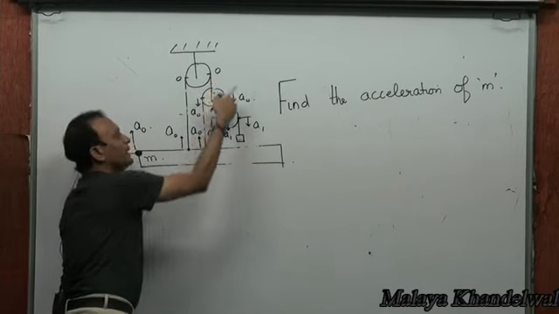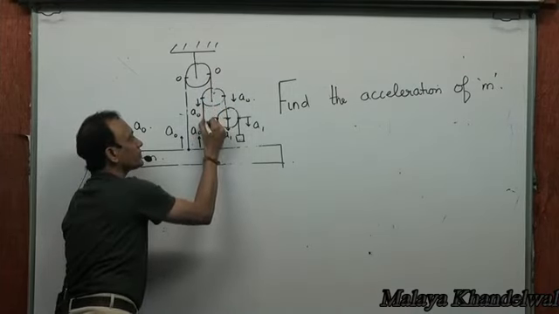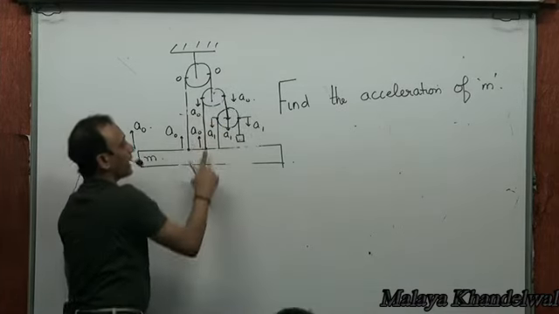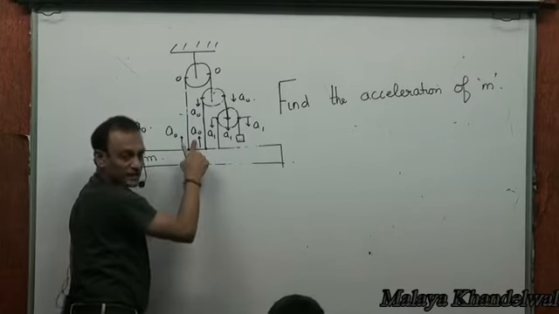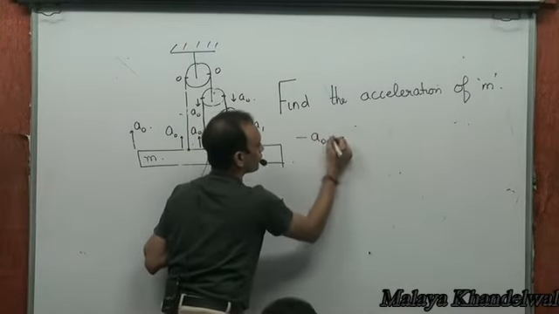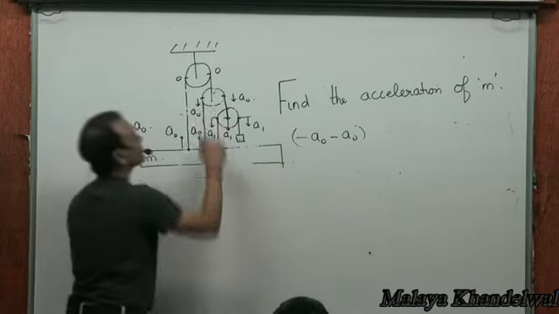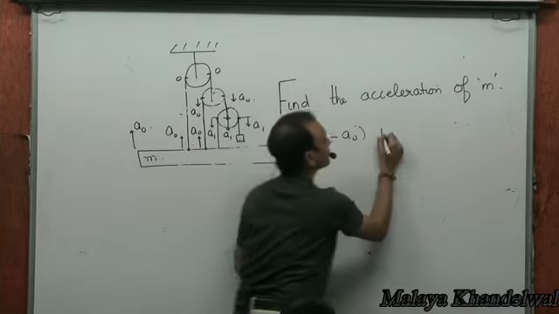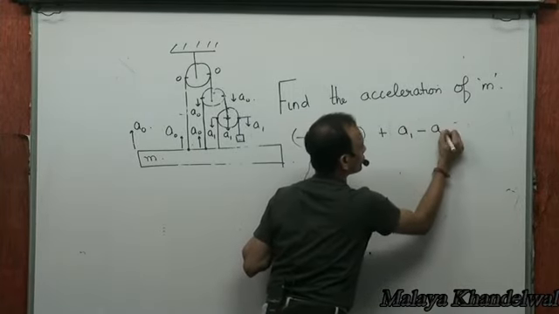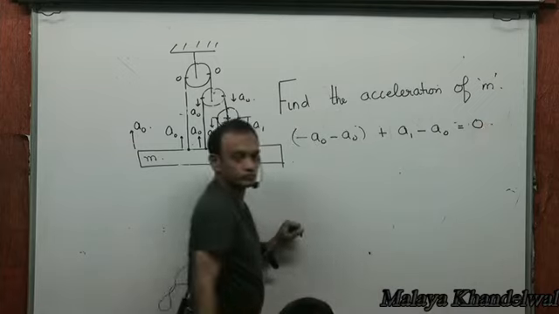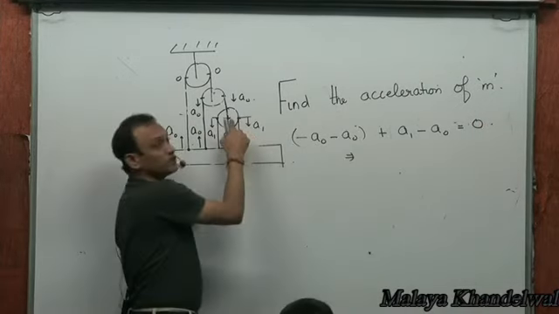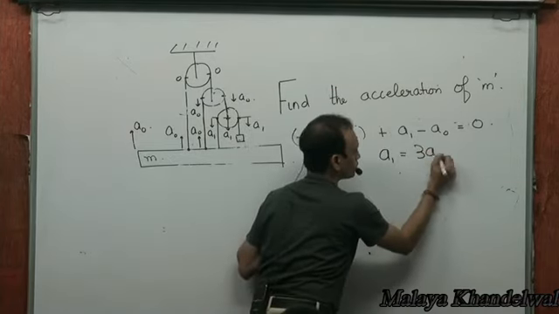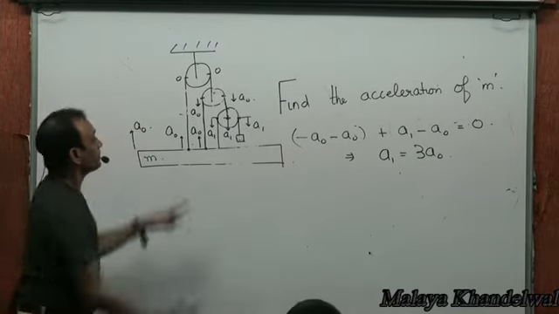Now, let me apply the constraint to the second string attached to the second and the third pulleys. What would it be? I go this way. Minus a naught, minus a naught. Wrap up length does not matter. Then a1 minus a naught. That's 0. So that gives me the acceleration of this pulley in terms of a naught. A1 then turns out to be 3a naught.